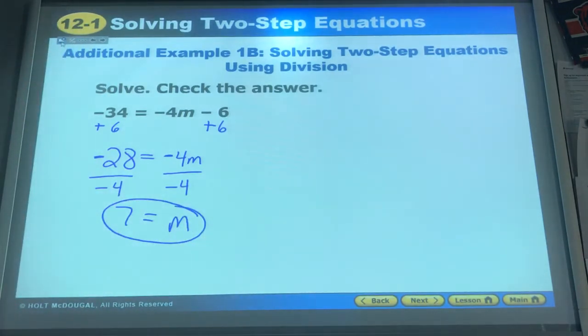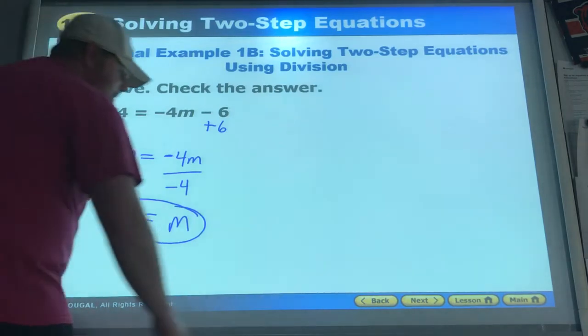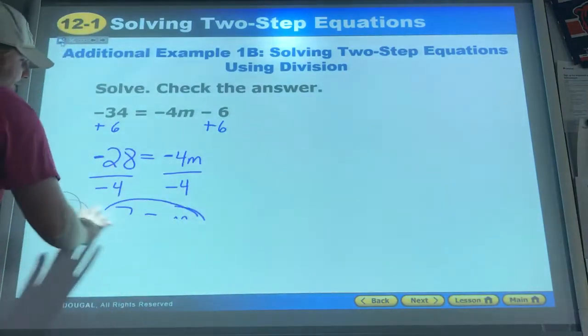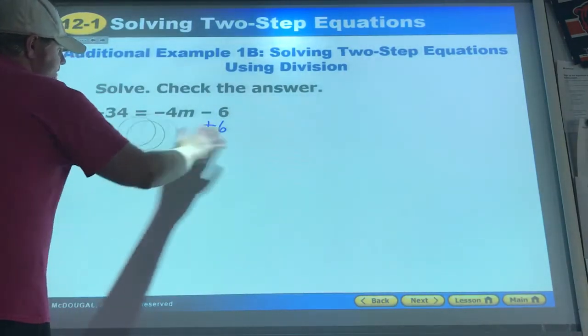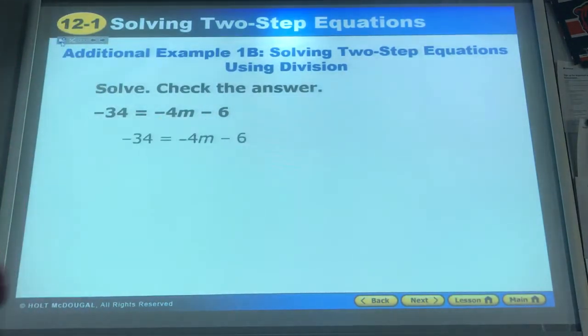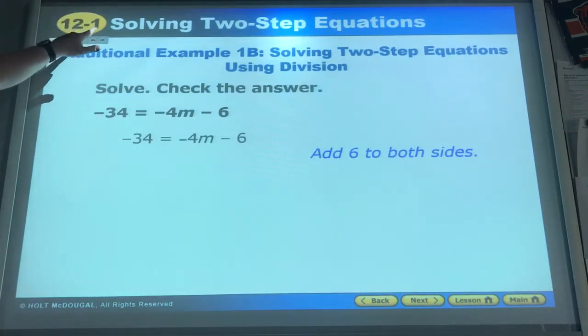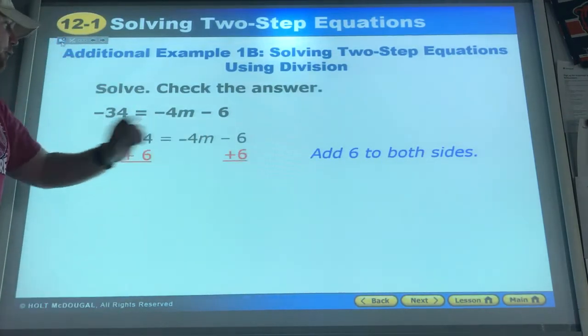M equals 7. If you put negative 7, it will not be counted correctly. So, let's see what they did. All right. Add 6 to both sides because we want to get that 4 by itself.